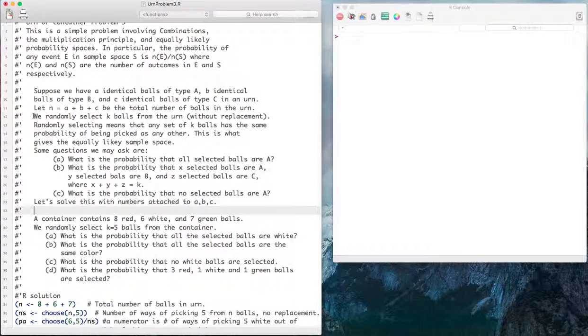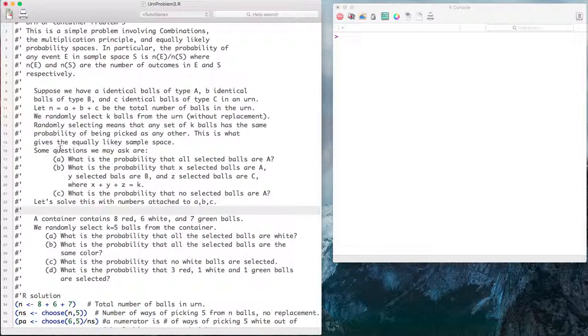What we now do is we randomly select a certain number of balls from the urn. Call it K. And if we don't say order matters, and we don't say we're replacing them, this is without replacement. So we're just selecting them out. Now, what random selection means is that any set of K balls has the same probability of being picked as any other set. This is what gives us our equally likely sample space.